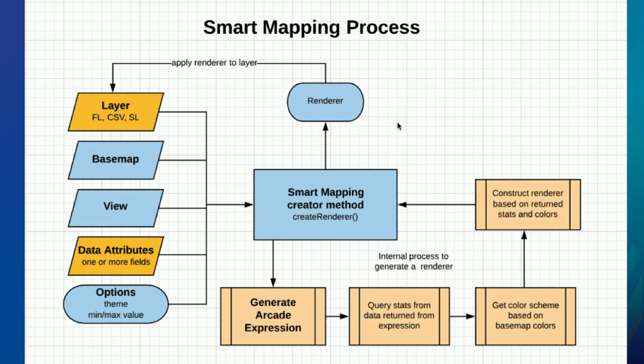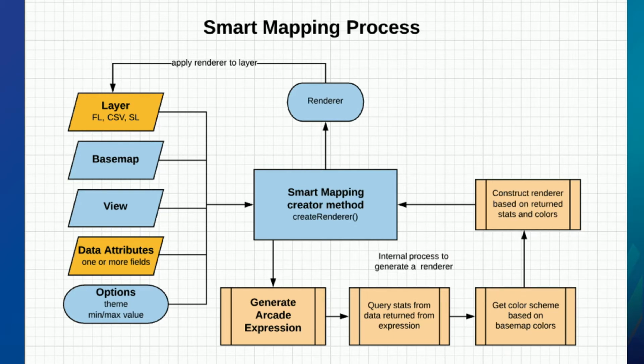Oh, sure. The concept of smart mapping is maybe you don't know your data very well, or maybe you don't know the colors that work well with your base map. This is where smart mapping steps in. So the idea is to have a simple API that gives you a good starting point with your visualization. In the center, you have this smart mapping creator method. Basically, you pass in some parameters, and it gives you back a good visual. That's what it's all about.